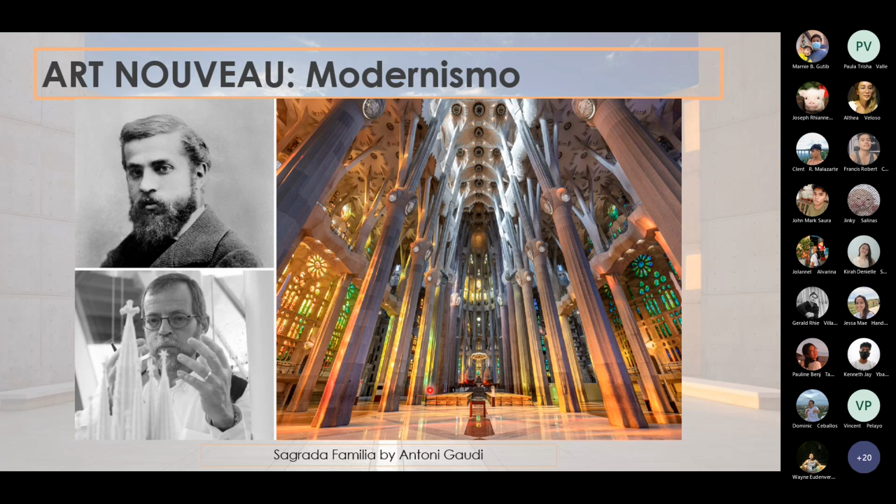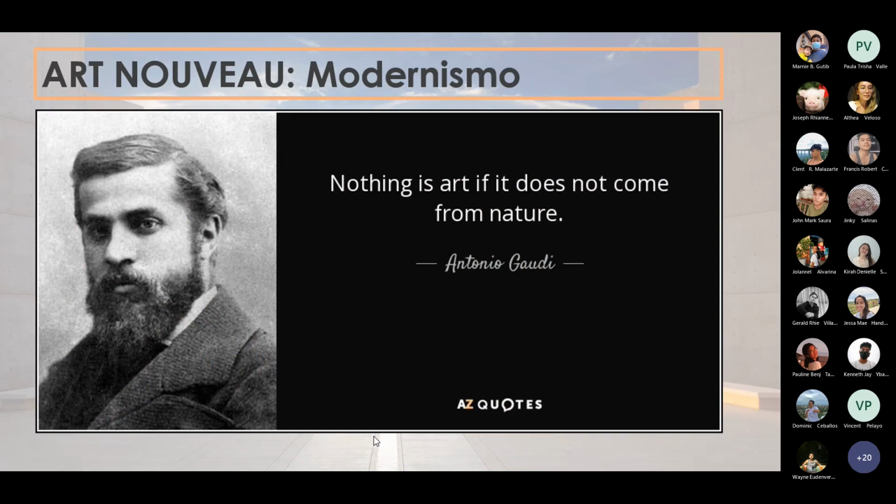And if you notice, the design of Gaudi is actually a nature-like design. They said that when Gaudi designed the structure, he really based it on nature. So that is why his quote is, nothing is art if it does not come from nature. So that is what he said. Nothing is art if it does not come from nature.